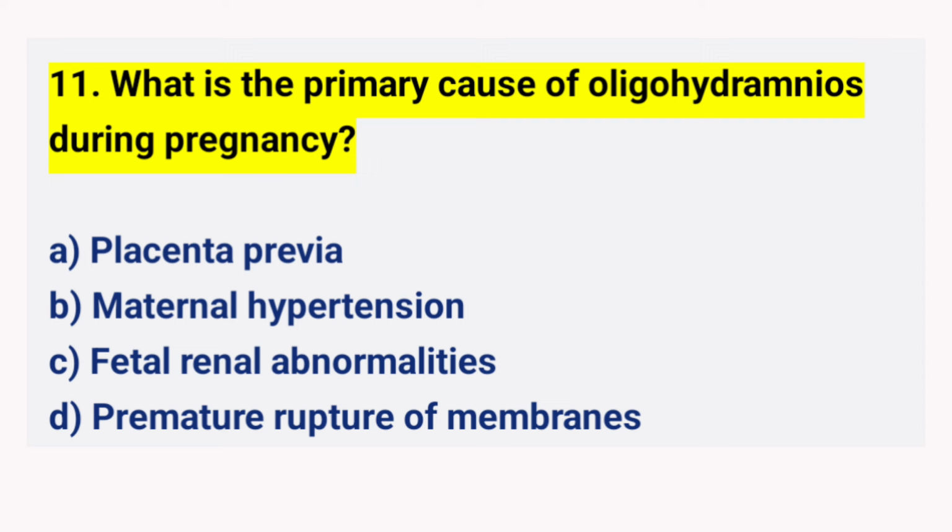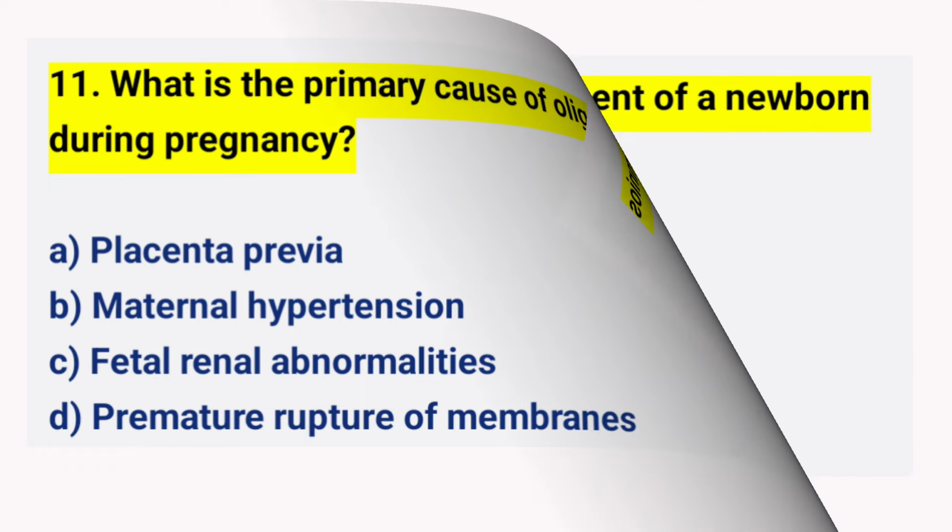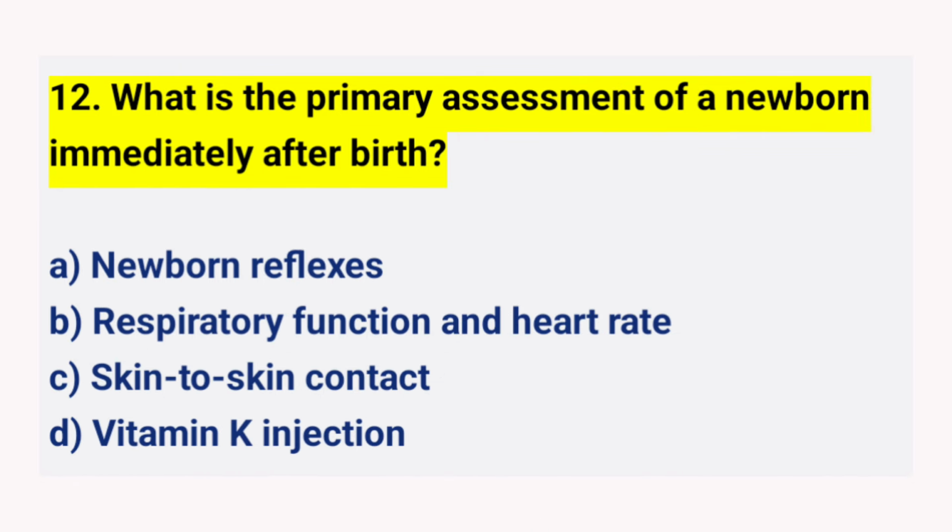Question number 11. What is the primary cause of oligohydramnios during pregnancy? The right answer is option C, fetal renal abnormalities. Question number 12. What is the primary assessment of a newborn immediately after birth? The right answer is option B, respiratory function and heart rate.